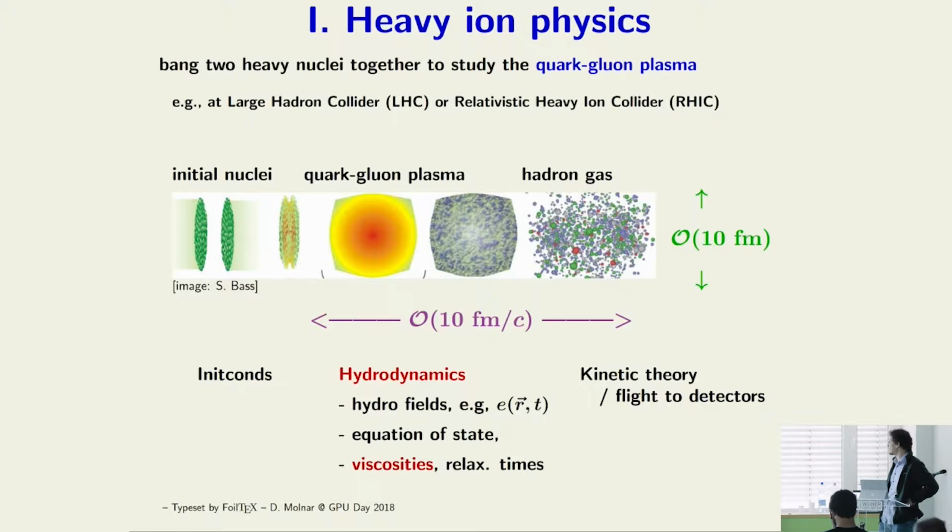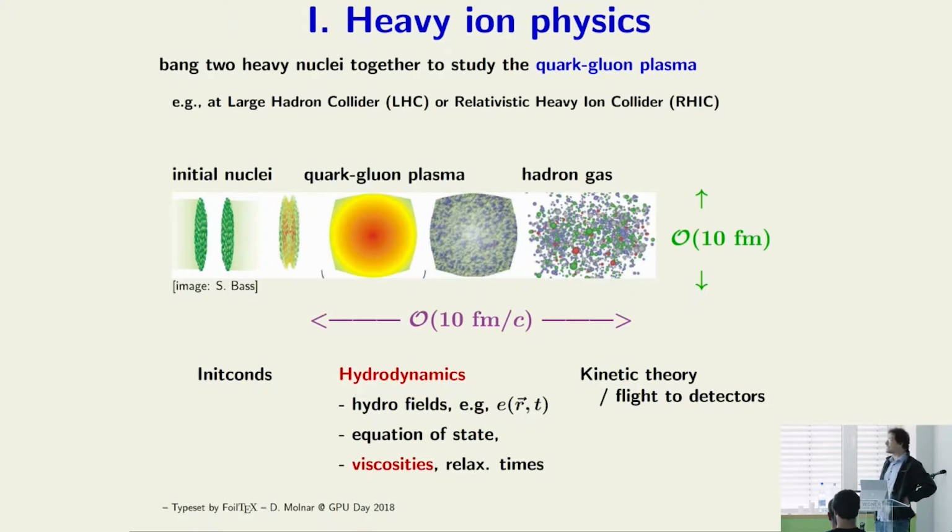So how do you model this? A frequent model is to use hydrodynamics. It's nice because it's simple. You don't need particles, you need fields. So you save momentum space completely, as it's only position and time. And then you have some properties of the material which you can hope to extract by comparing simulations to data. And if you are more sophisticated, you also have viscosities, relaxation times, which characterize near equilibrium properties of this material. That's what we want to learn from data.